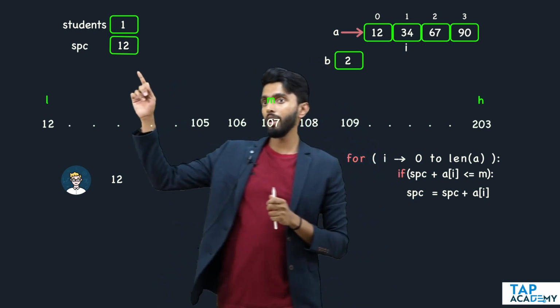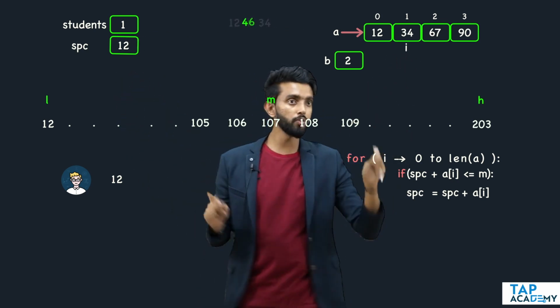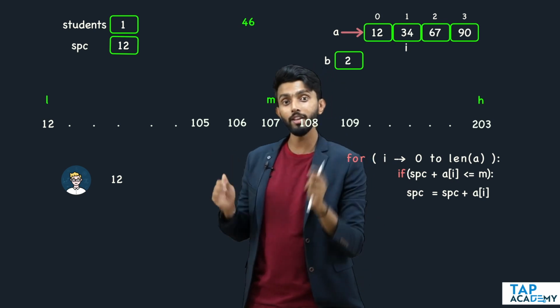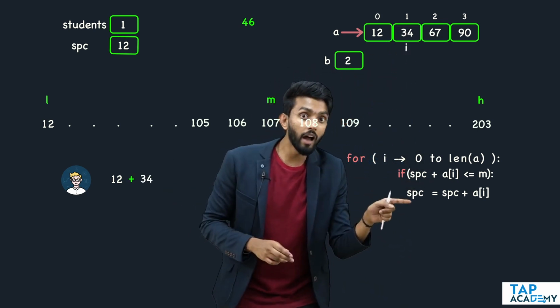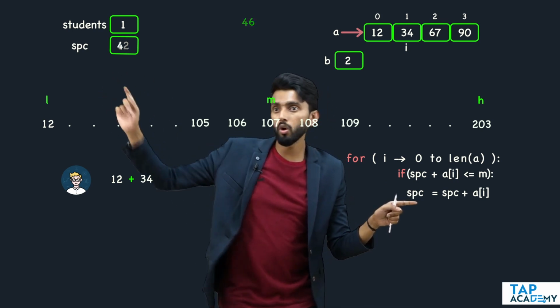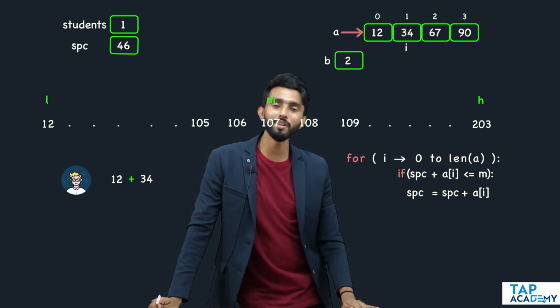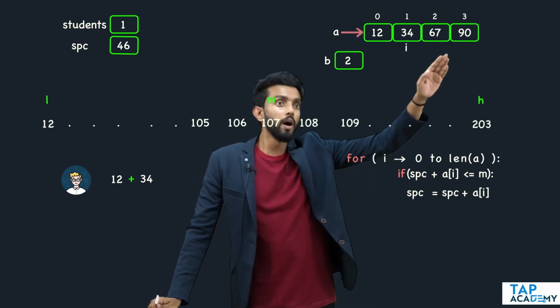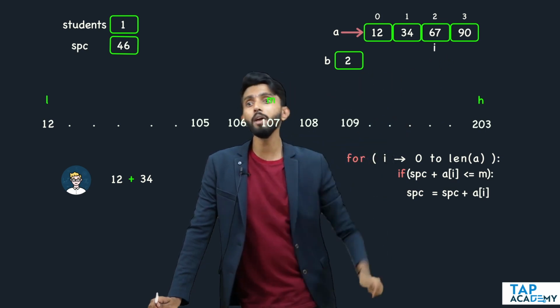So, what is the existing value? 12. 12 plus 34, I will check, which is nothing but 46. Is 46 less than or equal to 107? Yes, which means this book also I can allocate. So, I will allocate it to him, and that update I will make in the student page count. So, totally he has 46. Hope you are able to think. Any confusion? Next, I am within a loop. I moves forward.